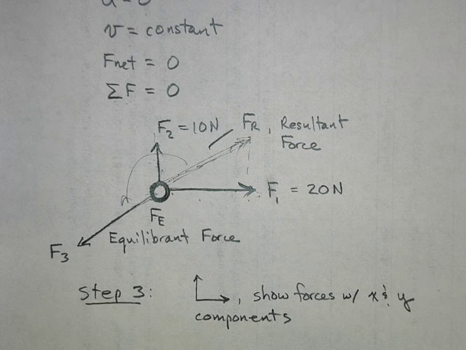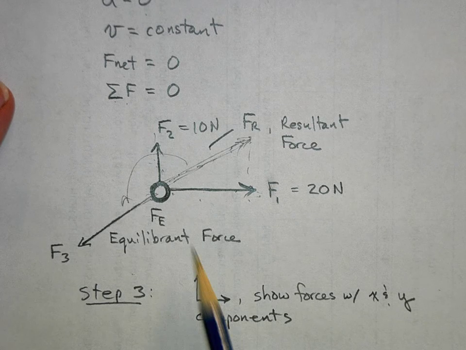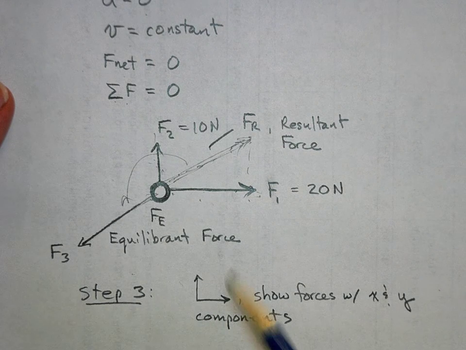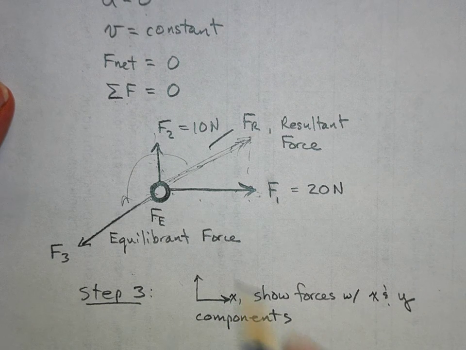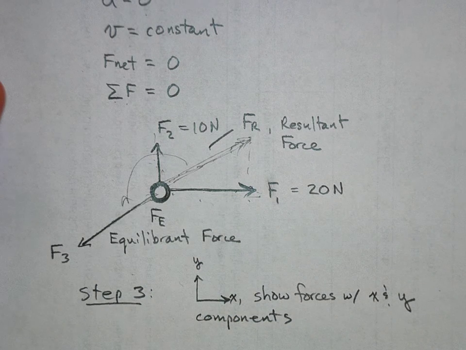Because this is what's really different about this section than what we did in the last unit. In this section, we're going to have forces that aren't aligned with the x and y axis. And so what we have to do is break them up into their x and y components. So for this problem, let the horizontal be our x and the vertical be our y. So this is x and this is y. But now I'm going to show you how to break them up into their components.